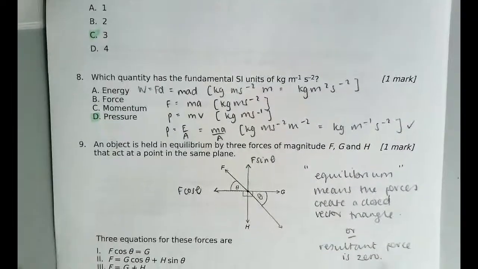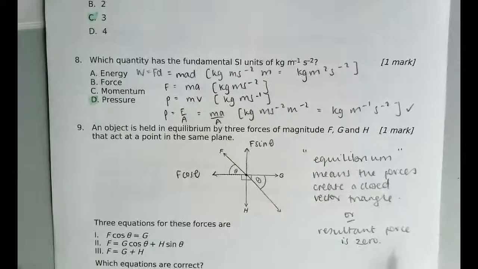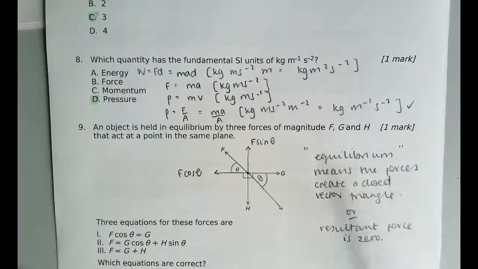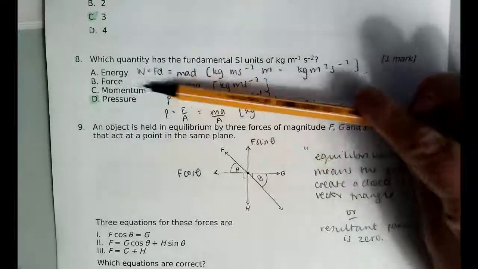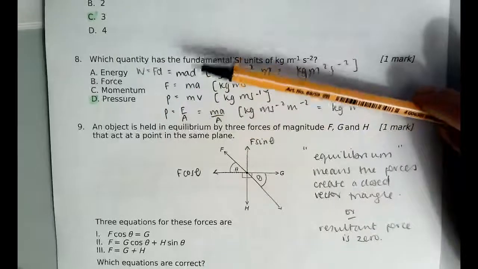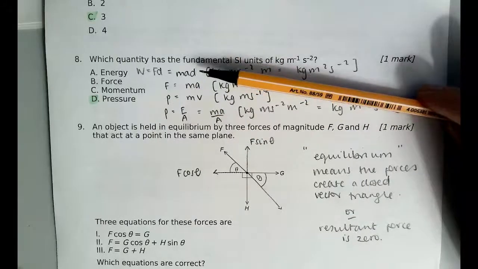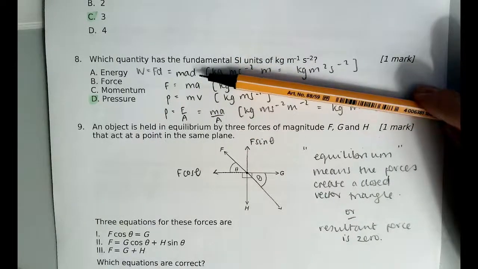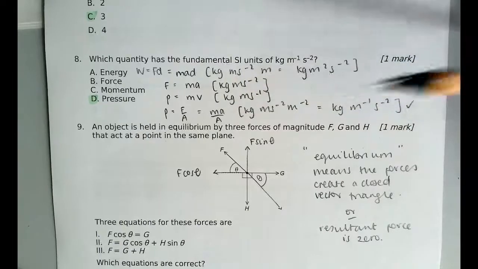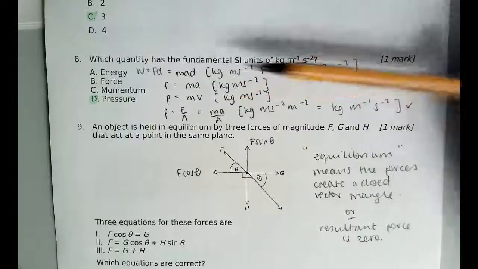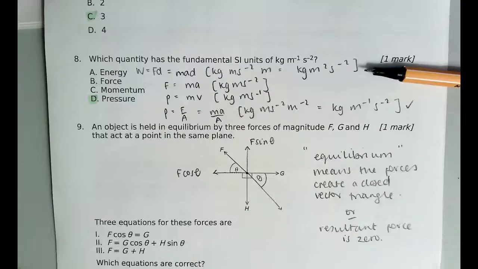Okay, question 8, another fundamental units question. Which quantity has the fundamental units of kg, m-1, s-2? So I took each variable in turn, took the equations. So energy is work done, is force times distance, is mass times acceleration times distance. Sorry, it's very late over here. So you can see I've broken that down.